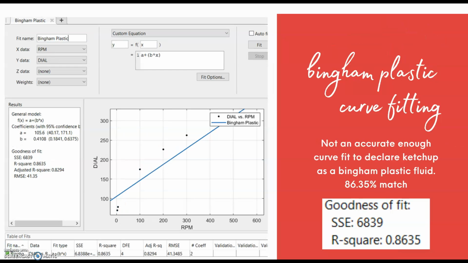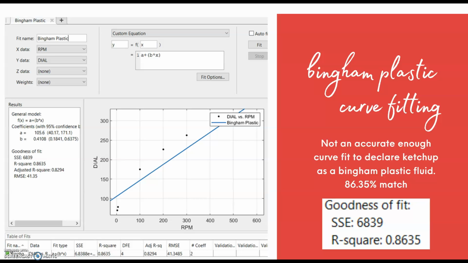Here's the result of a Bingham plastic fluid flow curve fit. Bingham plastic fluids are fluids that require yield stress to flow. Once this yield stress threshold is reached, the Bingham plastic fluid begins to flow as a Newtonian fluid with a constant viscosity, as we can see from the graph. The equation for this model is tau equals tau initial plus k times gamma, where tau initial represents the yield point.